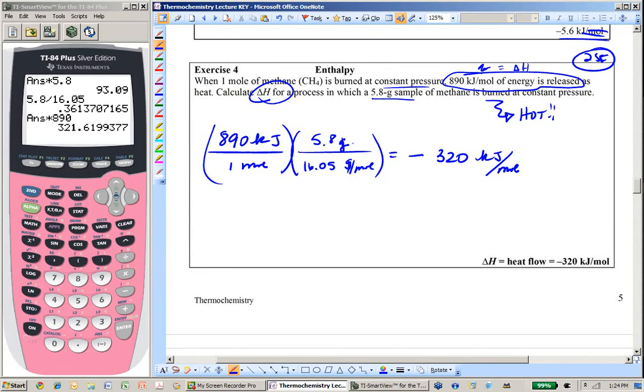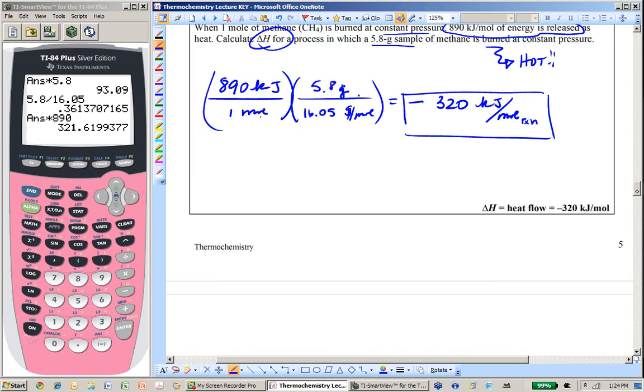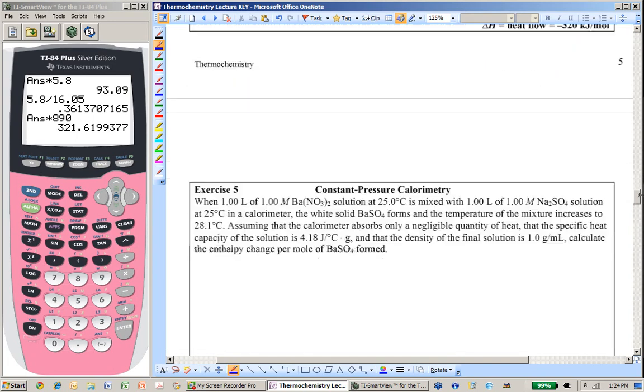I know what you're thinking. You're thinking this mole cancels out that mole. But you know what? It's really per mole of reaction. You need to get in the habit of reporting it as kilojoules per mole. So negative 320.